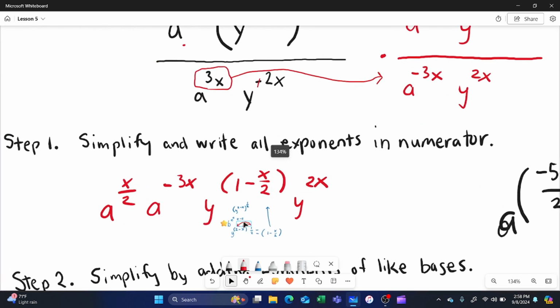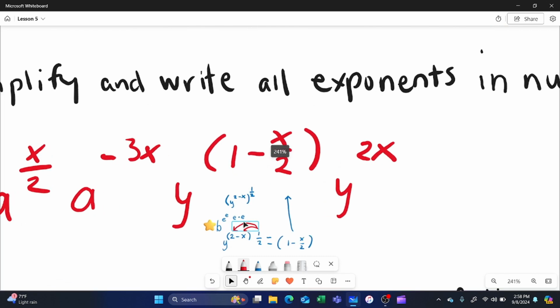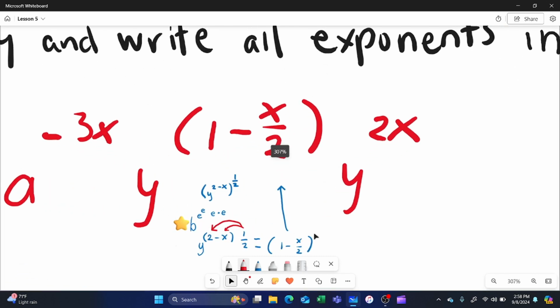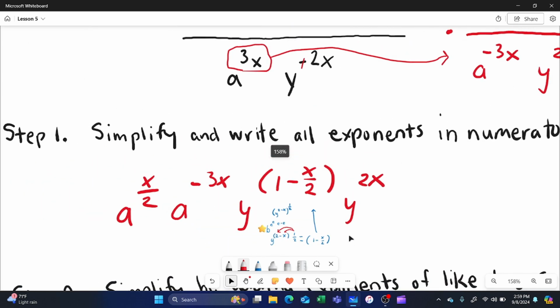What we'll do is we'll zoom into this. All right, so we remember that if you have a base raised to an exponent, which is raised to an exponent, both your exponents will be multiplied together. So you'll take your y to the 2 minus x over half will turn into 2 minus x times 1/2. Ultimately, we'll distribute that in. Half of 2 is 1, and half of negative x will be a minus x over 2. Hope you guys can see that.